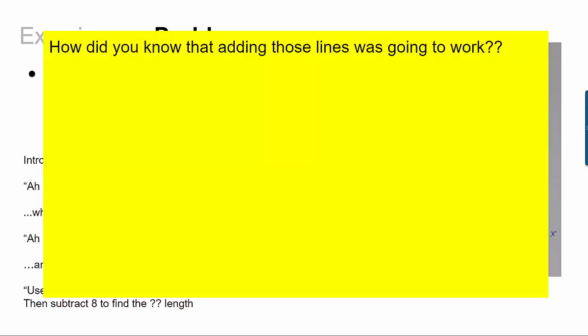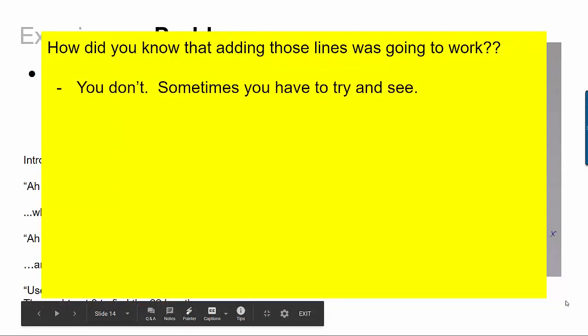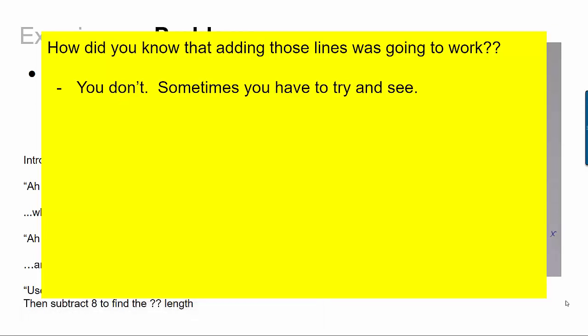So you could imagine showing this to someone, it's their first day of Algebra 2, and they think, wait a minute, how did you know to do that? How did you know that adding those lines was going to work? And the answer in general, not to this problem, but to all these kinds of problems, is you don't know in advance whether something's going to work. You just have to try it and see.